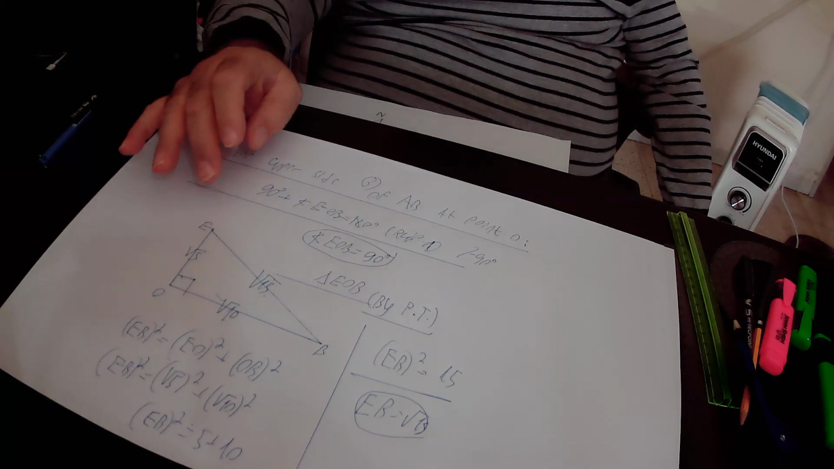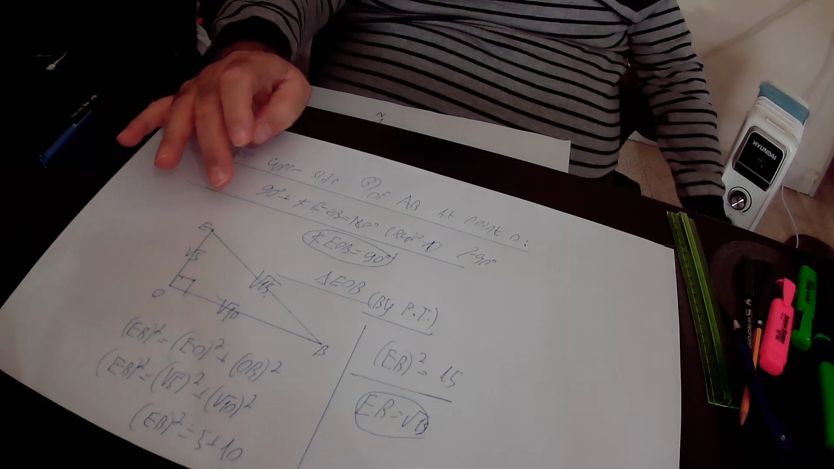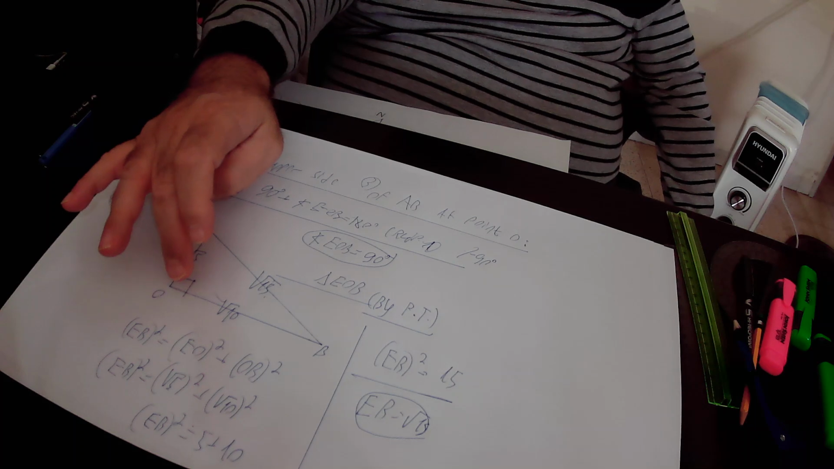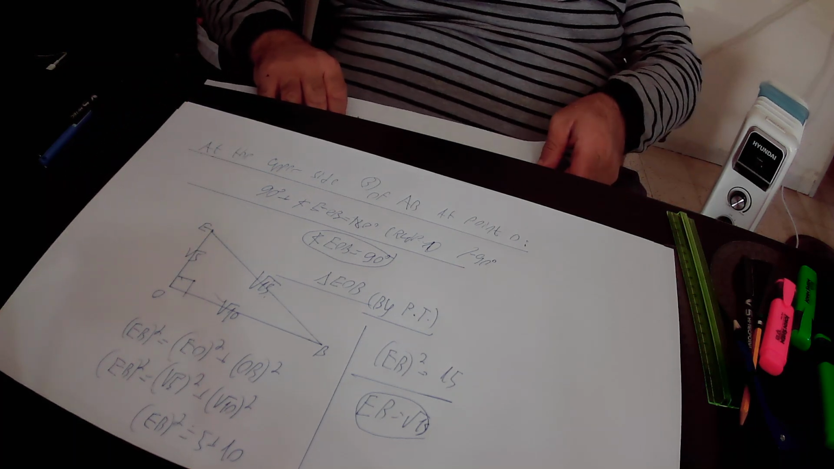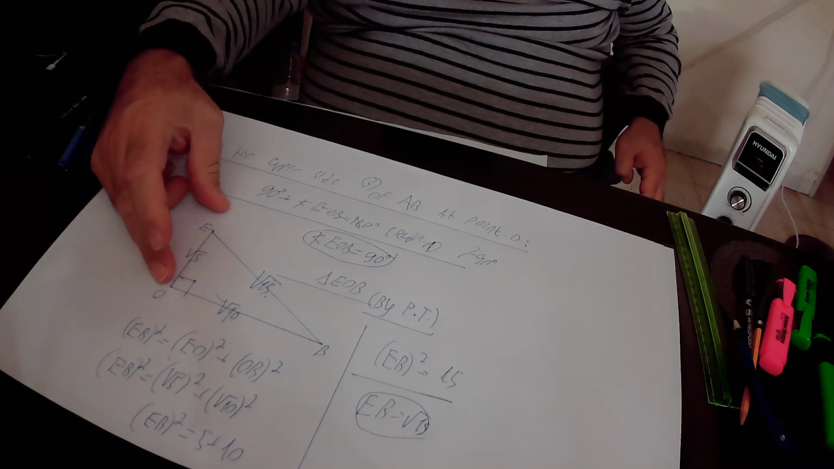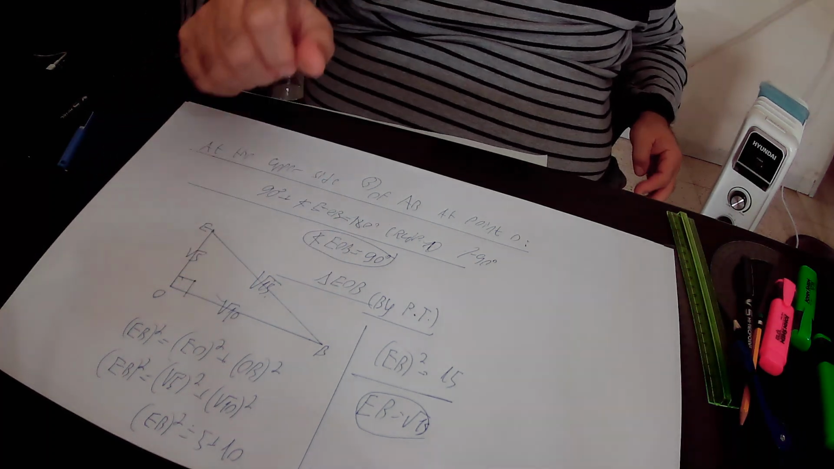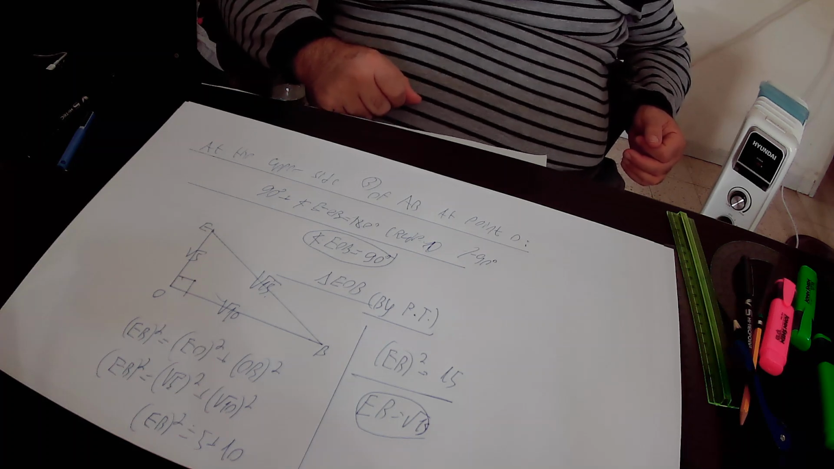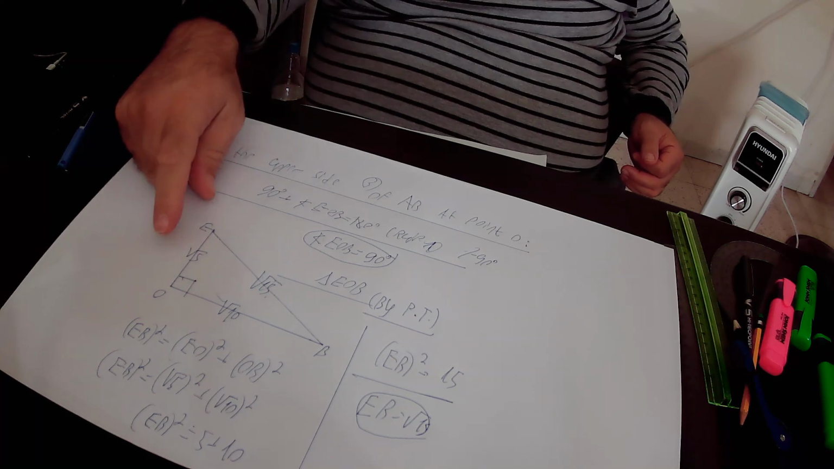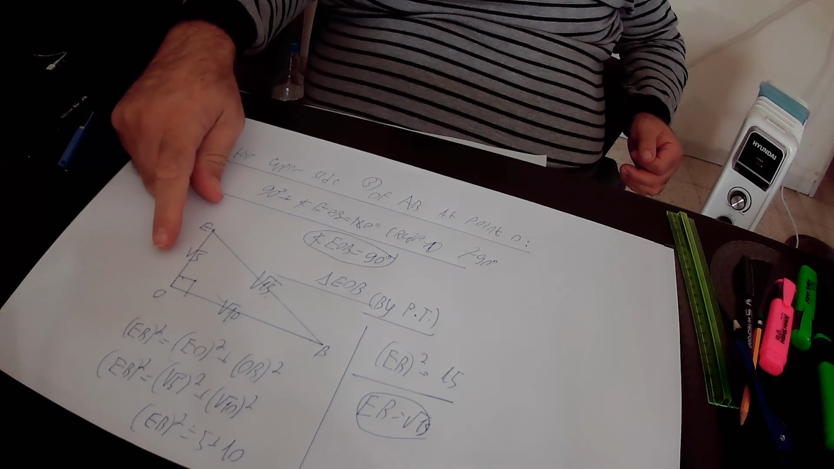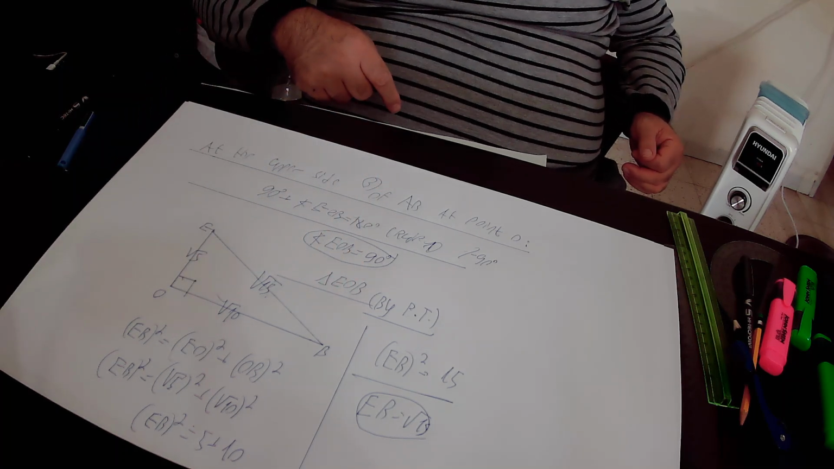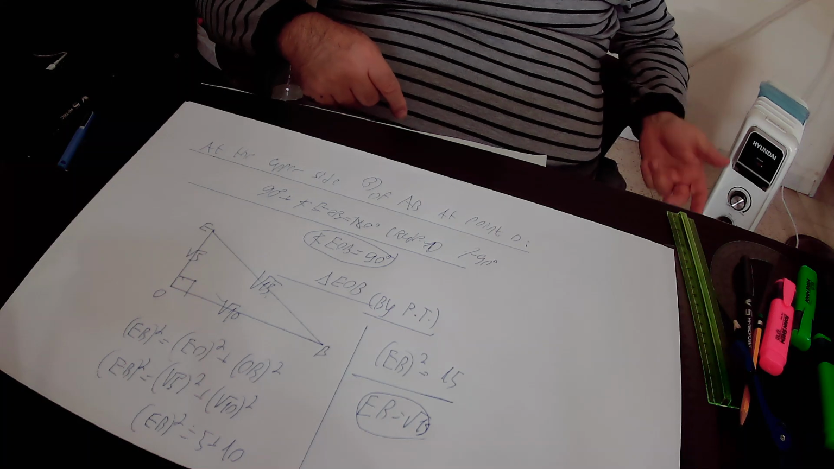Now we'll implement the Pythagoras theorem in this right triangle in order to find the length of the hypotenuse EB. According to the Pythagoras theorem, the square of the hypotenuse equals the sum of the squares of the perpendiculars. The hypotenuse is EB, therefore EB squared must be equal to EO squared plus OB squared. EO equals the square root of 5, therefore EO squared equals the square root of 5 squared. OB equals the square root of 10 units, therefore OB squared equals the square root of 10 squared.